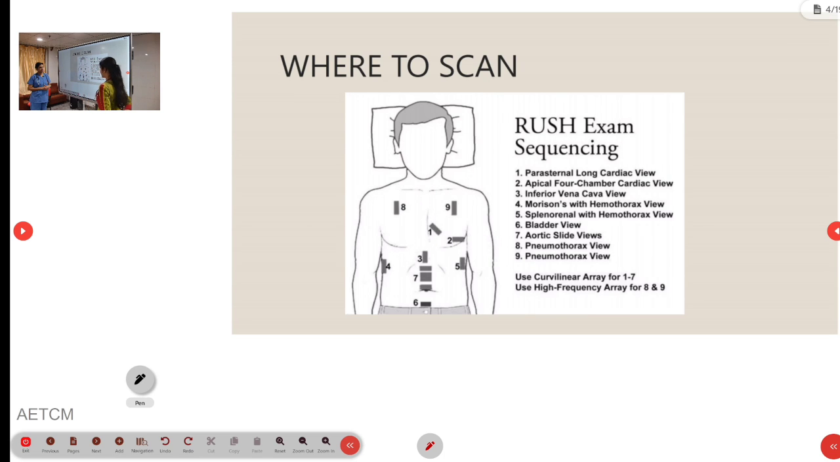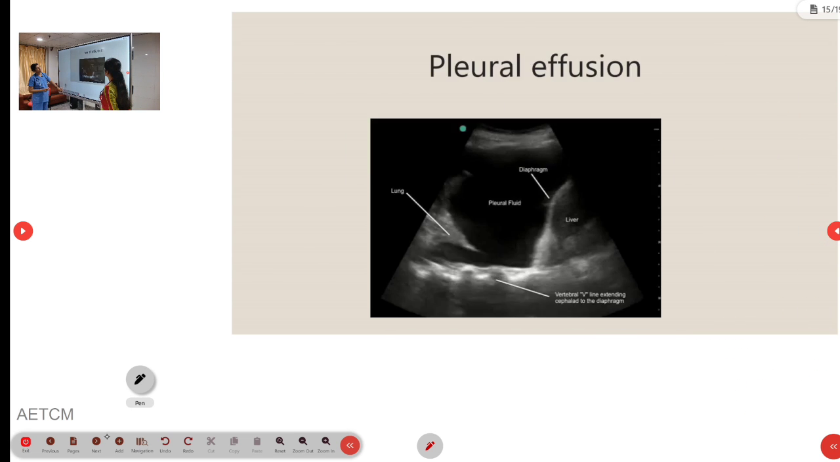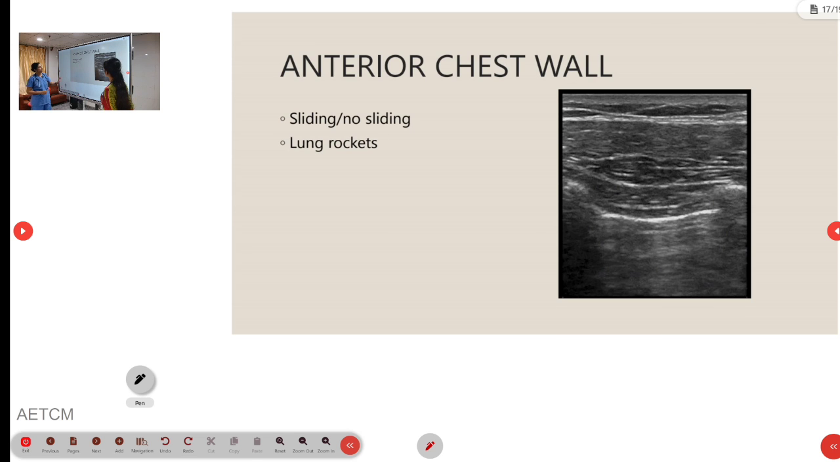Lung sliding can be seen, B lines, whether there is any edema. Can you explain what is lung sliding? Yeah, I have a slide for it. This is the chest wall we will see. This is the view we see with the curvilinear probe. This white line is the pleural line, so we are checking whether this white line is the pleural line.